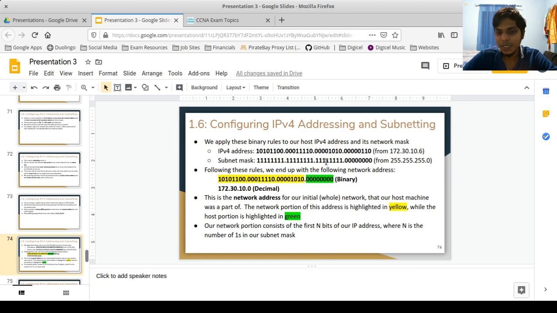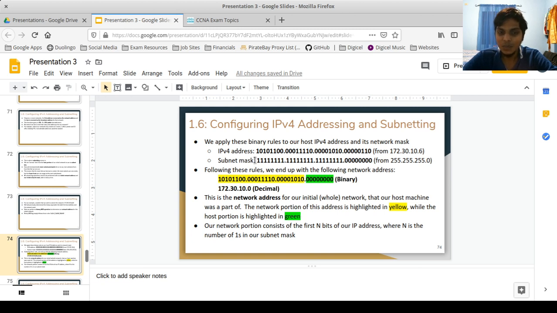So following these rules, we end up with this network address. And when we get this address in binary form, we can convert it back into decimal form. So you see now why the binary to decimal and decimal to binary conversion is so important. We have to convert from decimal into binary, then perform an operation in binary, then convert back from binary into decimal. So this was our network address.